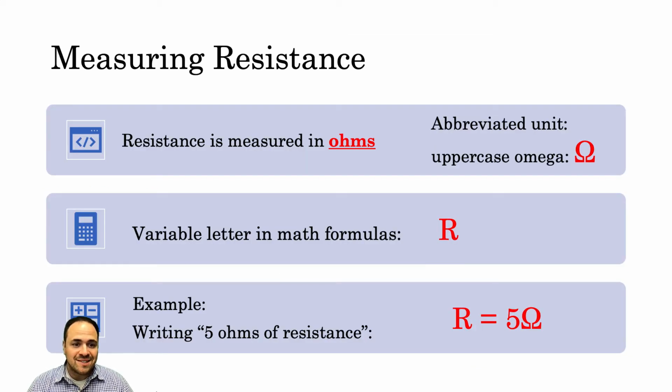Now, when we measure resistance, we measure this in a unit called ohms. That is abbreviated with the uppercase Greek letter omega. We use the variable letter R when we're representing resistance in math problems. So if I wanted to write 5 ohms of resistance, I would write R equals 5 Ω. That's the abbreviated symbol for ohms.